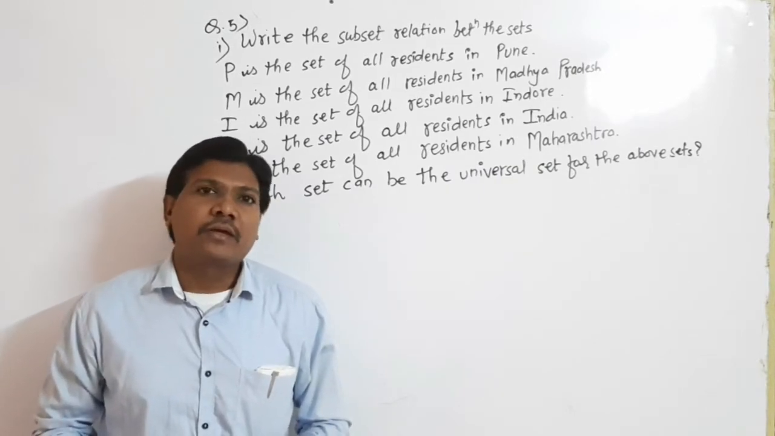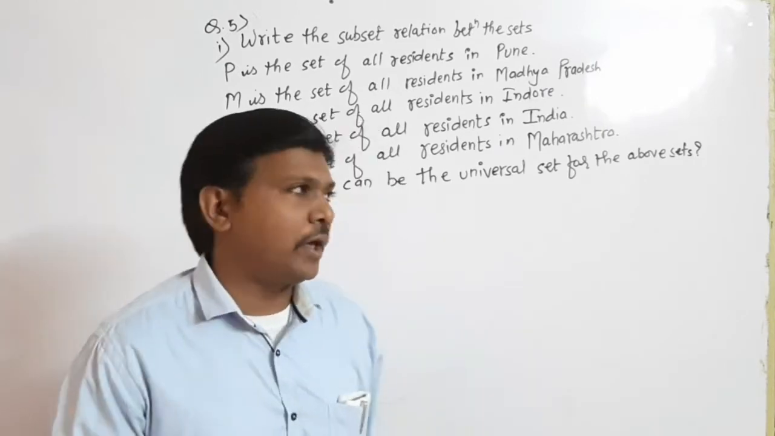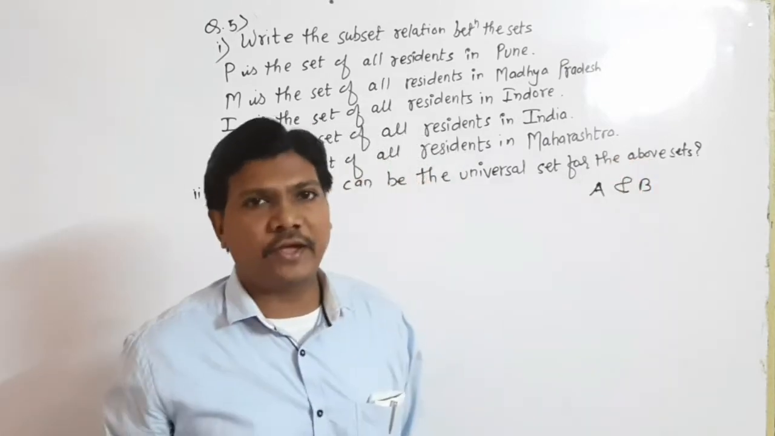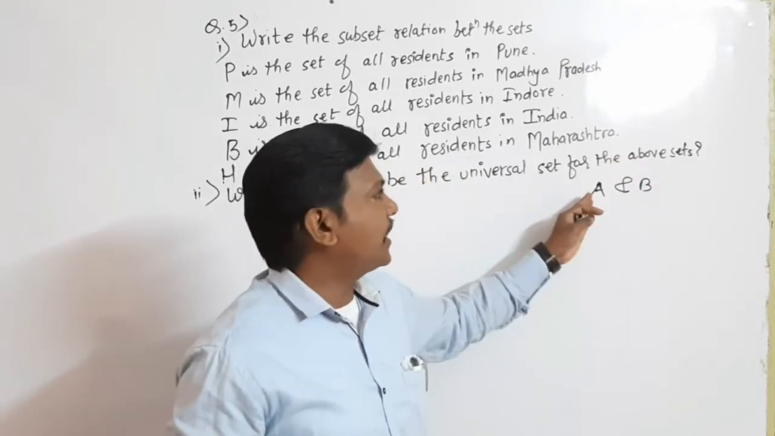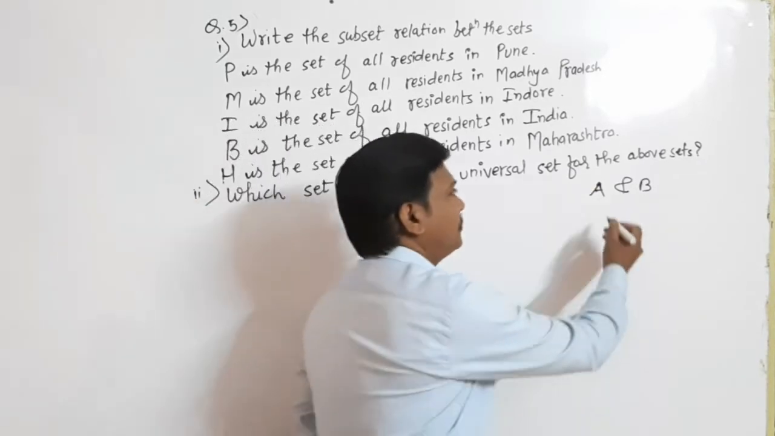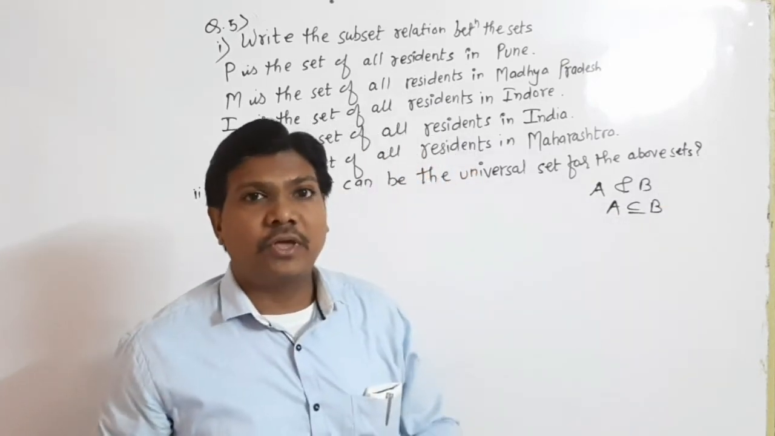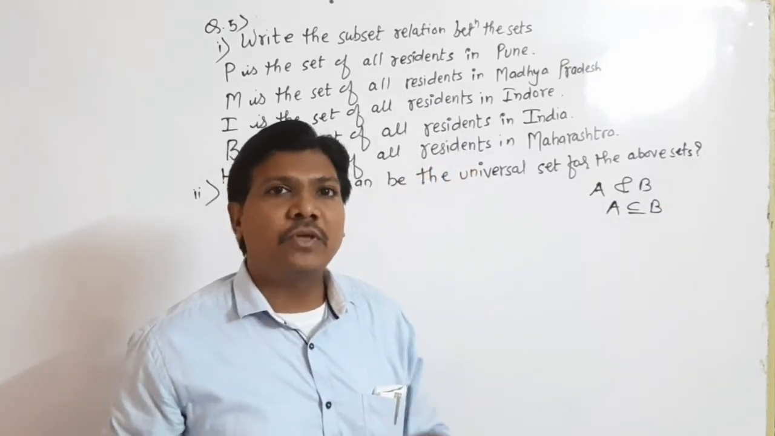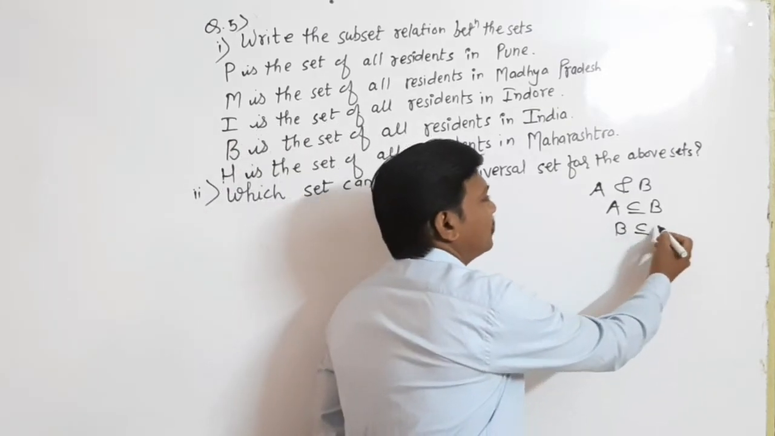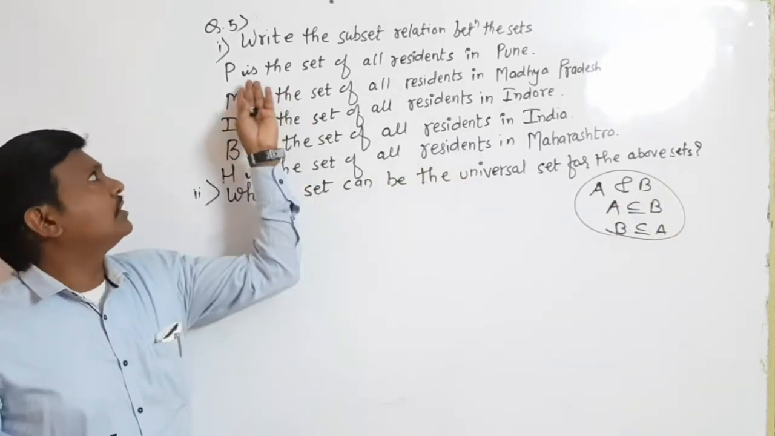So here you know what is subset. If A and B are 2 sets and each and every element of set A is in B, at that time we say A is a subset of B. And if each and every element of B is in set A, at that time we say B is a subset of A. So similarly, you think about this set P.